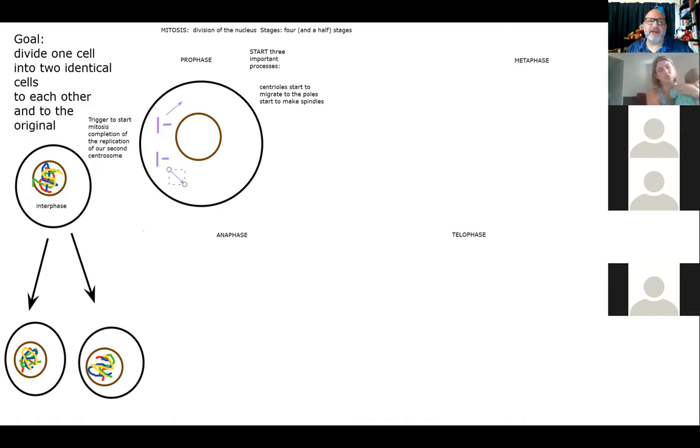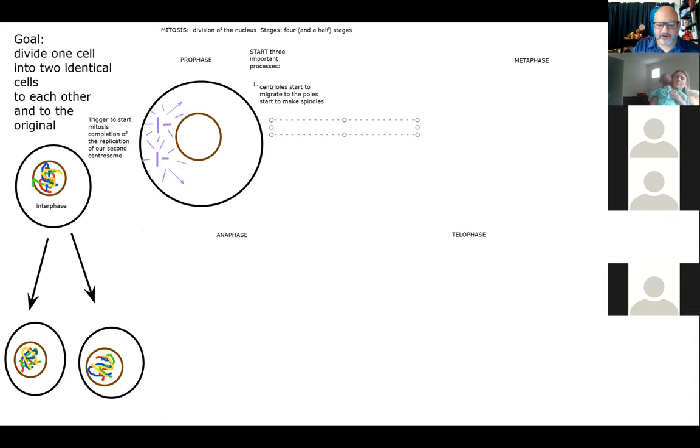And at the same time that is occurring, as we know, they're going to start to organize their microtubules, starting to form that star shape aster we were talking about previously. So we're going to get these star-shaped asters that are going to start to form as they form their spindles, or what we could also simply refer to as the microtubules, organizing them around them. So that is thing one that starts to happen during prophase.